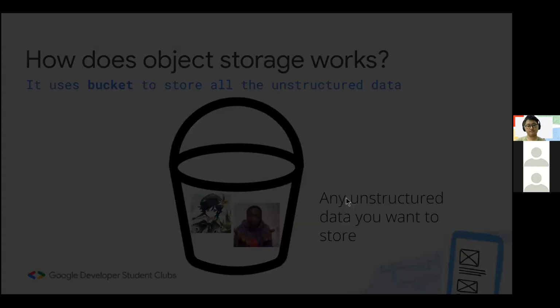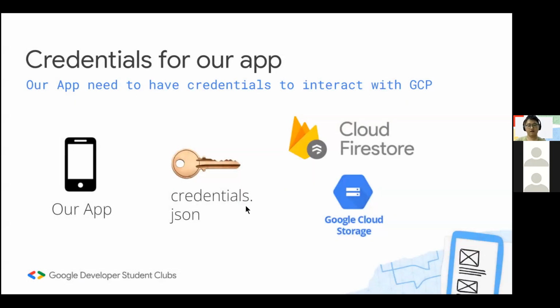All right. And so after our application has been set up with Firestore and storage, our application needs some sort of credentials to store the data into Cloud Firestore and Cloud Storage, because it needs permission to store our data in the Firestore database and Cloud Storage. So to do that, we need a credentials.json file. This file has the file extension .json. Later, we will be downloading this JSON file from the Cloud Storage bucket and use it for our application so that our application can store our data in Firestore and Cloud Storage.